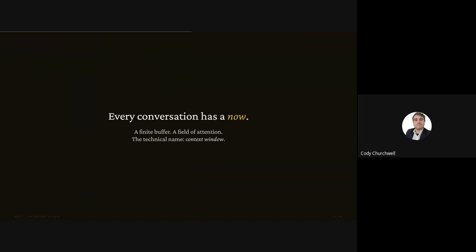Every AI conversation has a now, a present moment, a field of attention. The technical name is context window, or the AI's working memory buffer. It is a finite buffer which holds everything the model is currently aware of: the system prompt, the loaded memory file, every message in the current conversation, documents you shared, tool results. When the buffer fills up, the earliest content begins to fall off. The AI starts forgetting the start of the same conversation it's currently in.